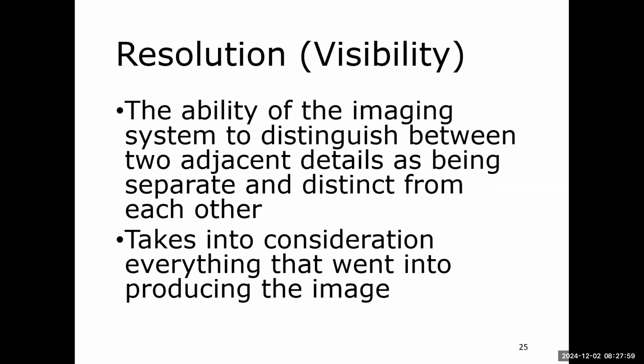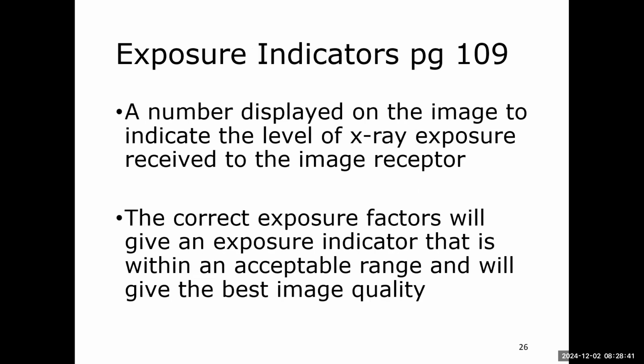Resolution or visibility, the ability of the imaging system to distinguish between two adjacent details as being separate and distinct from each other, takes into consideration everything that went into producing the image. So again, you can think about that picture from several weeks back where there were actually two rectangles, and in one image they looked like all one, and in the other image they still look like two. And we said that the image where they still look like two would have the best resolution because you could see that those are two separate and distinct structures. So think back to that picture if you get confused.